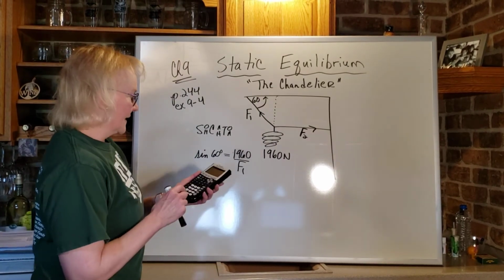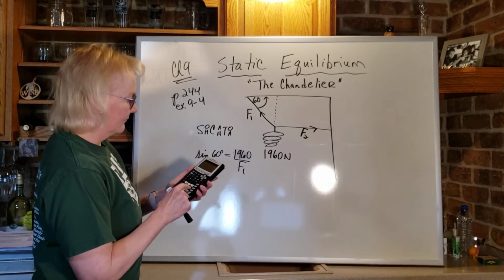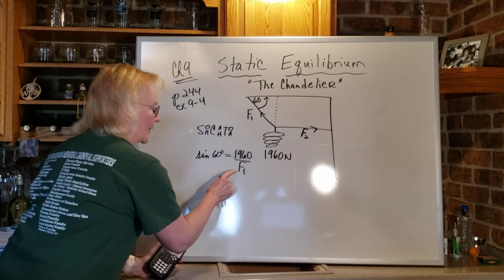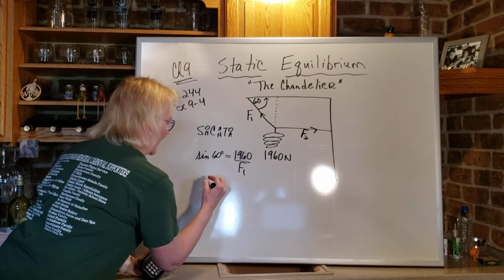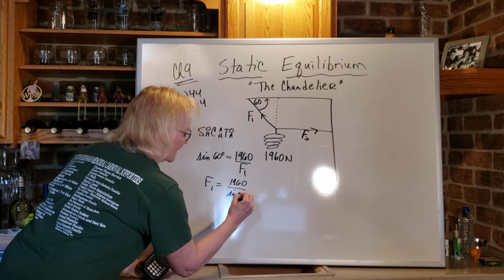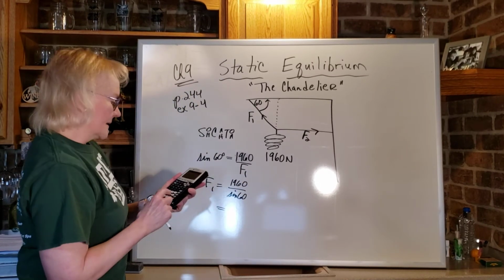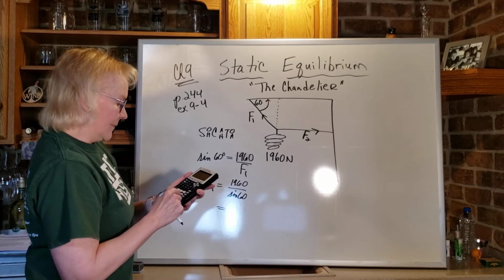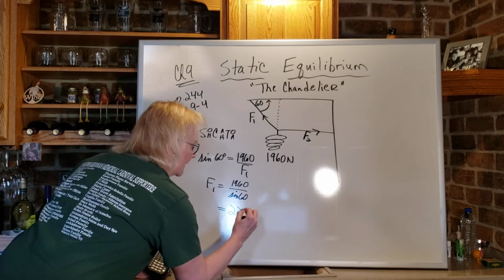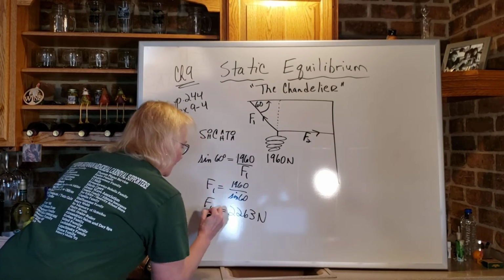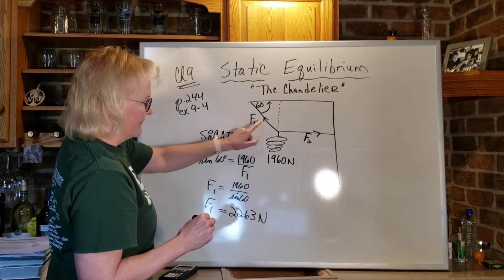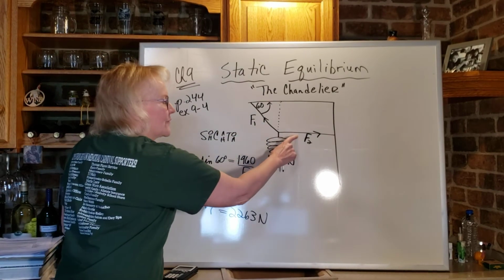So we know the sine of 60 is 0.866. Now remember, we got to swap these two. So F1 equals 1960 over the sine of 60. 1960 divided by 0.866. That force is about 2263. And we've got force 1 solved. Force 1 is 2263.